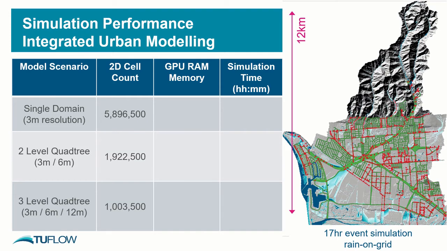When we used the road network to define the Quadtree nesting at 2 levels, the number of cells reduced down to around 2 million, and with 3-level nesting, we reduced the number of cells down to 1 million cells. That has pretty significant implications in terms of the amount of GPU RAM that's required to establish the model. It also has significant runtime implications. We reduced the run time from 10 hours down to 4.5.